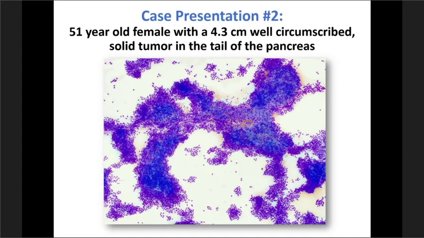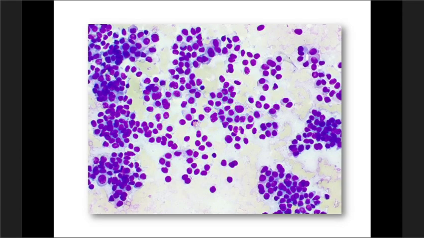Let's present our second case. For this, I will be polling you. So the history is there. 51-year-old female, 4.3 centimeters, well-circumscribed solid tumor. This is the tail of the pancreas. I'll give you a second to look at it. Take a look at the background, cell groups, individual cells. So these are the two slides representing rows. Look at the clusters, individual cells. Look at their size, shape, relationship to each other, size-wise, shape-wise. Those are the clues.